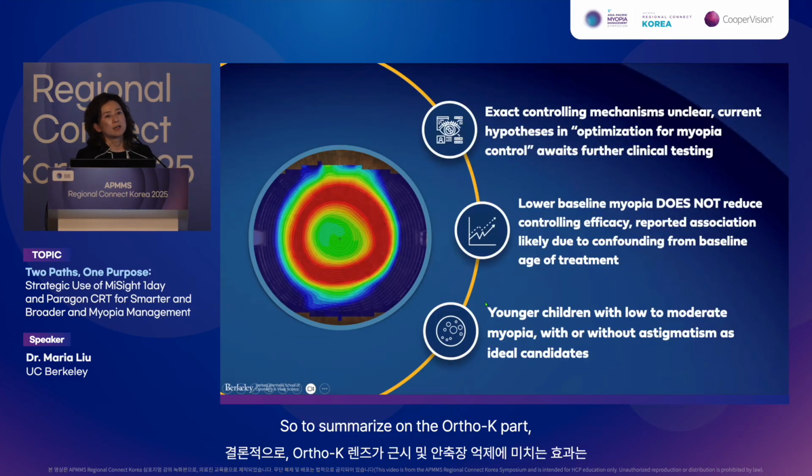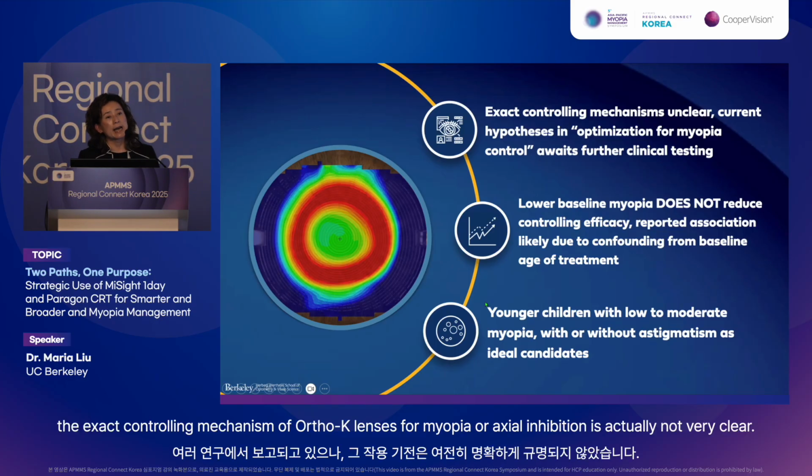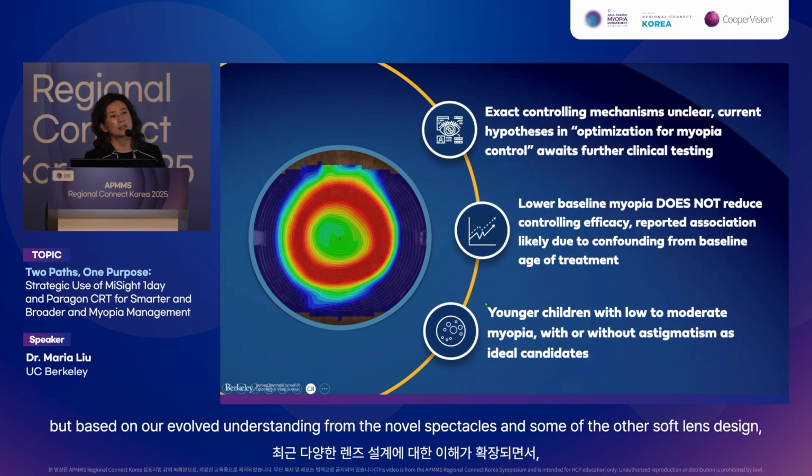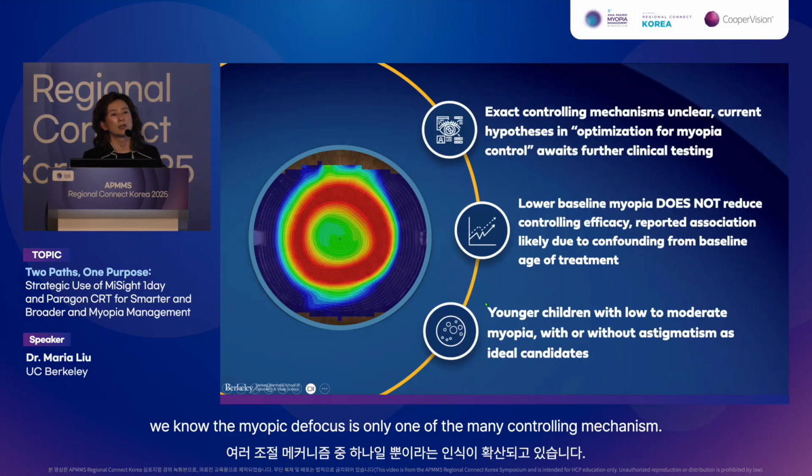So to summarize the ortho-K part, the exact controlling mechanism of ortho-K lenses for myopia or axial inhibition is actually not very clear. We thought it was related to peripheral myopic defocus, but based on our evolved understanding from the novel spectacles and some of the other soft lens designs, we know myopic defocus is only one of the many controlling mechanisms.